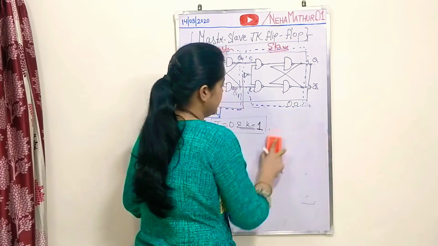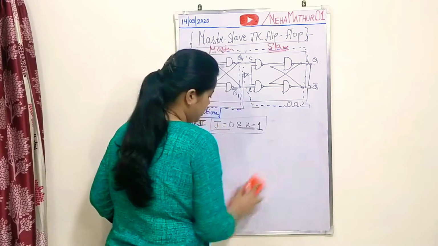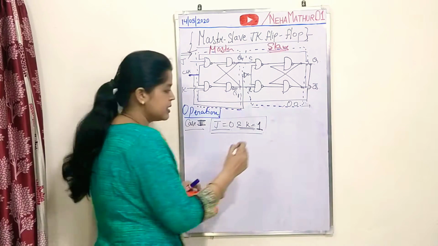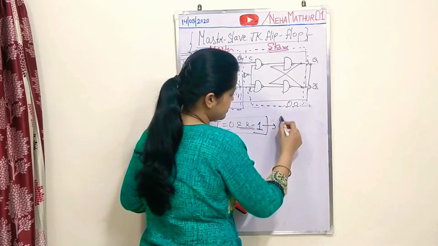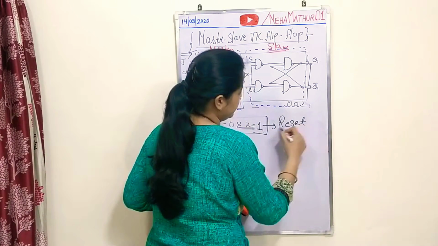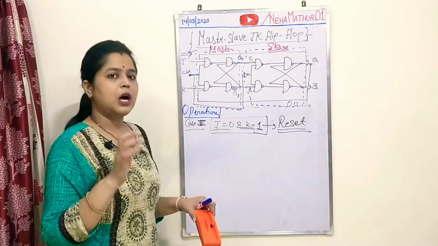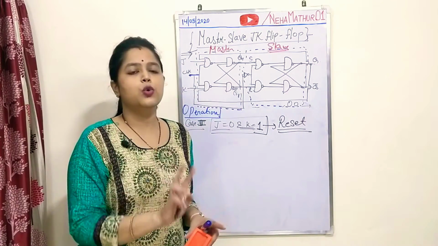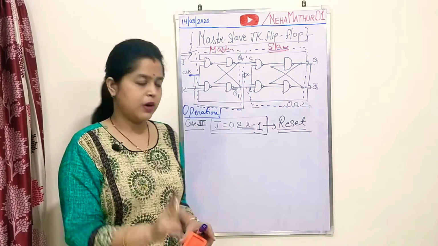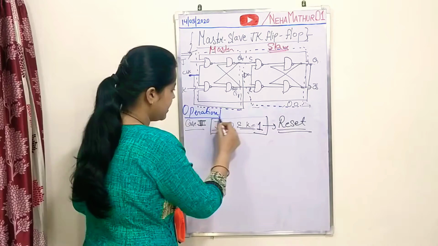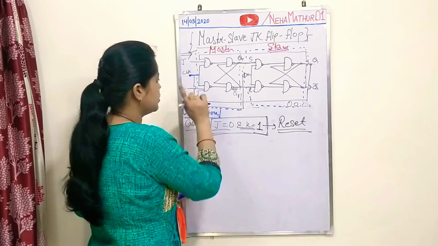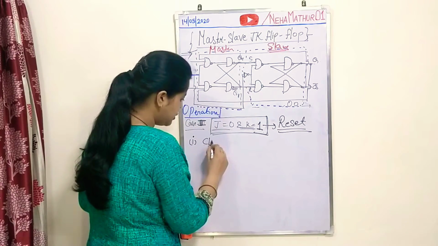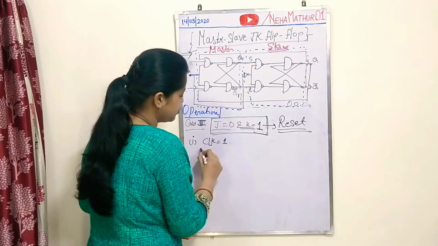That means, if you are familiar with the concept of JK flip-flop, this combination is for the reset state, in which the output of your JK flip-flop will be 0 and 1. That means Q will be 0 and Q bar will be 1. So when J is equal to 0 and K is equal to 1, again I am using 2 points. The first point is when your clock is equal to 1.